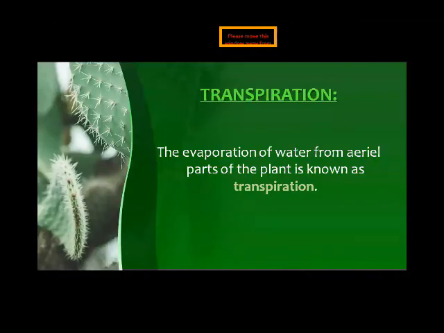Now let's start. What is transpiration? Transpiration is the evaporation of excess water from the aerial parts of the plants in the form of vapors. Again, I'm repeating: the evaporation of excess water from the aerial parts of the plant in the form of vapors is called transpiration. What do we mean by aerial parts? Aerial parts are the parts of the plants that elevate or spread into the air, like leaves and branches.